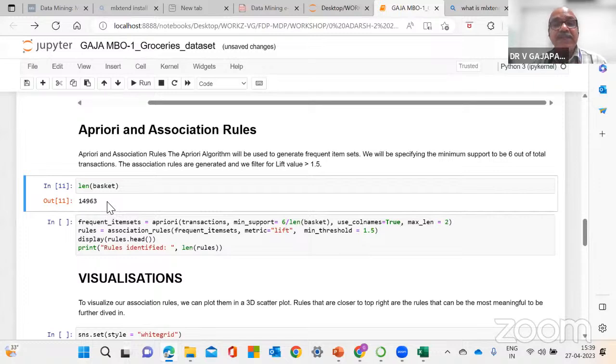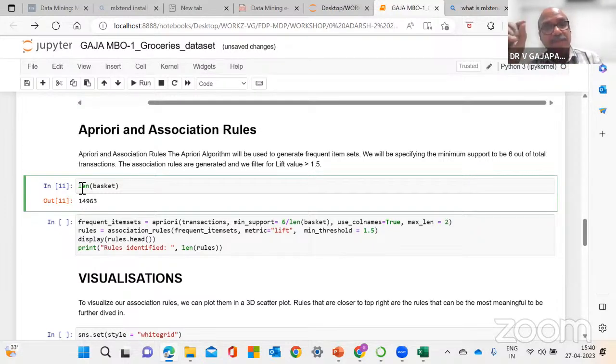Now, what is the 6 I have given? That is 6 out of total transactions. Total transaction is 14,963. Okay, 6 then will give you support. Support I'm giving 6 out of total transactions. Total transaction is 14,963. And the 6 is the numerator, so what is this 6? Anybody please? What is this 6?